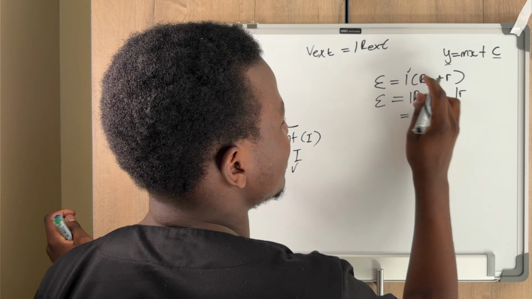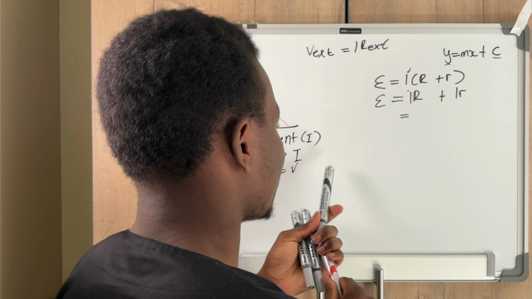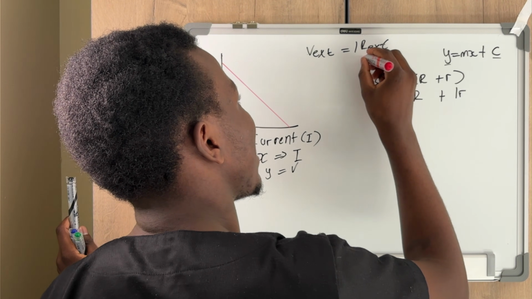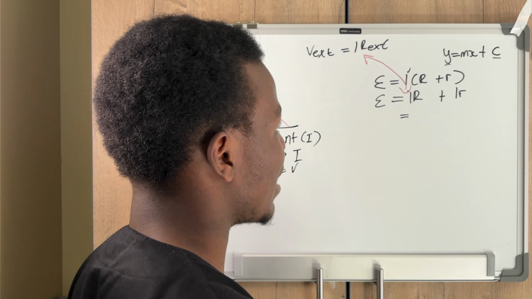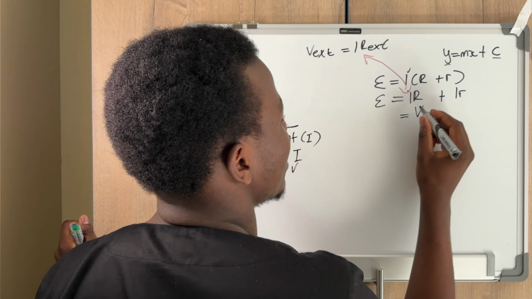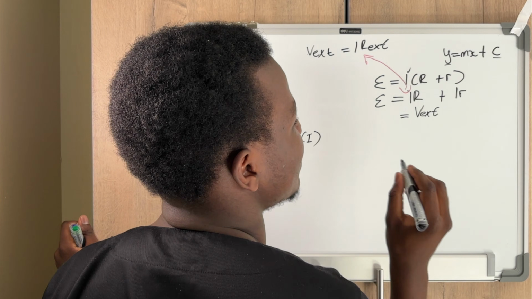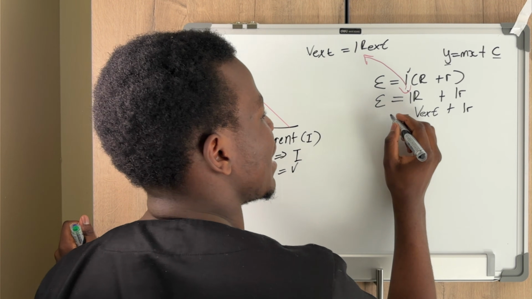What do we know that this is equal to? This, as we did here, is equal to the V external. So this is equal to the V external. That's why we are allowed to come here and say V external, which is our Y. So this is our V external plus IR. And then we come here, our EMF.